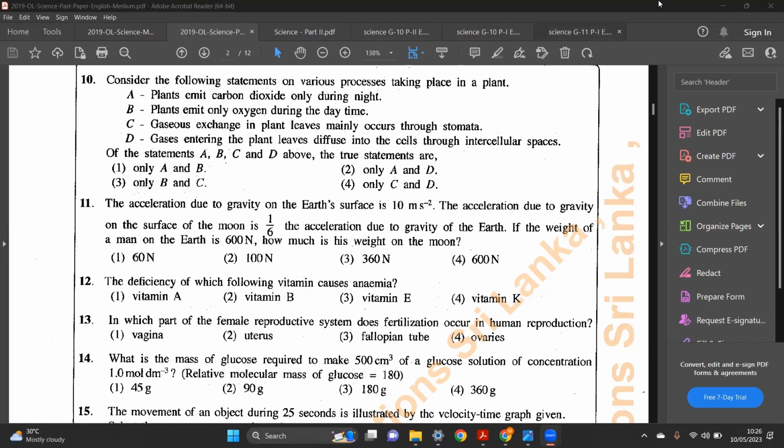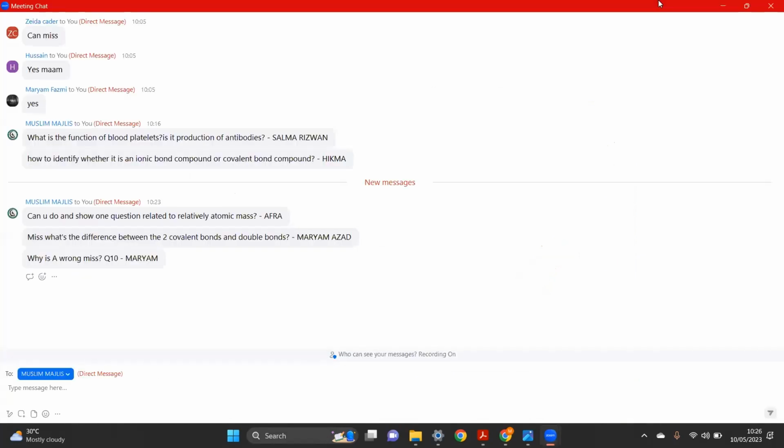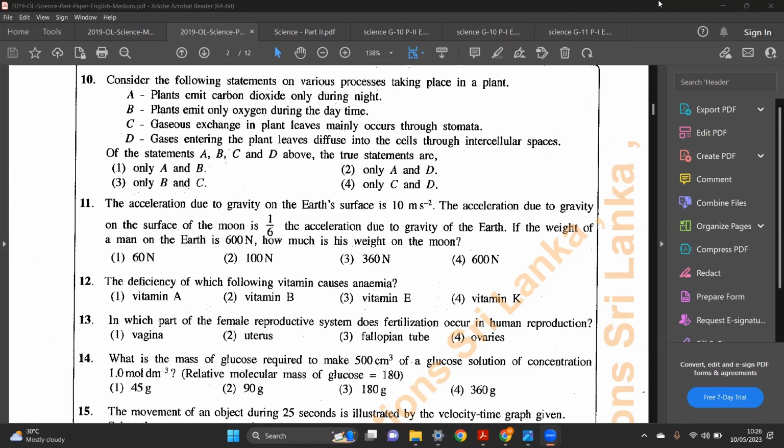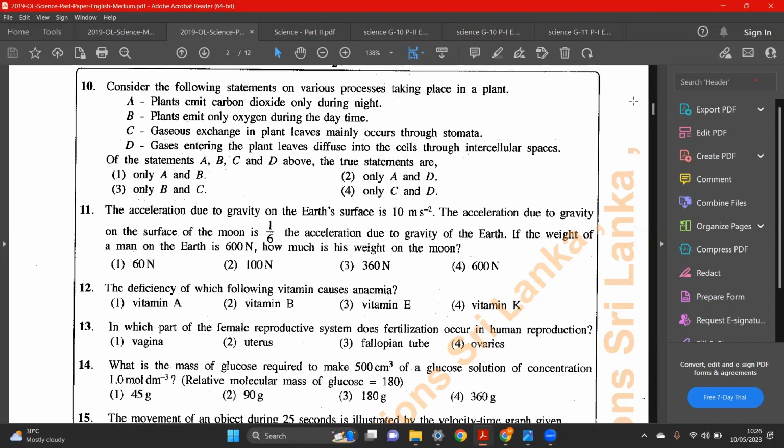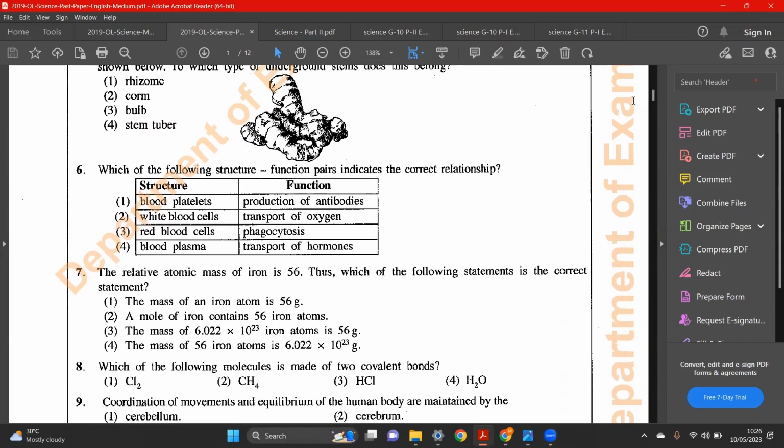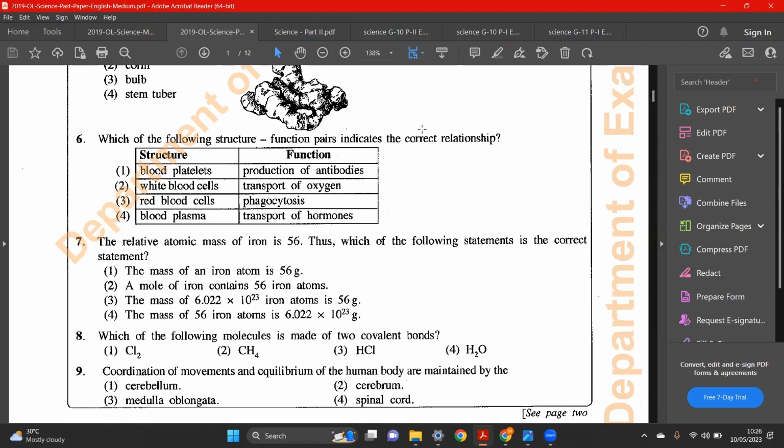Okay. Let me see if there's a question. One question related to relative atomic mass. Okay. What's the difference between two covalent bonds and double bonds? Okay, let's go into the first doubt. Can you do and show one question relevant to relative atomic mass? Okay. Let me see.